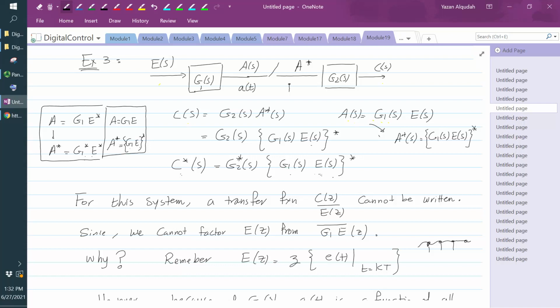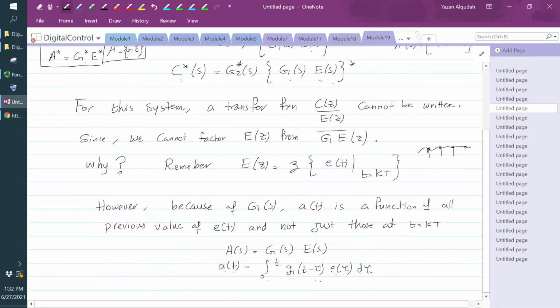Now when I sample at the output, each one of these samples will be a sample of A of T. That sample of A of T comes not only from E of T at that time, but also from E of T at previous times. And that can be seen from this formula for the convolution.